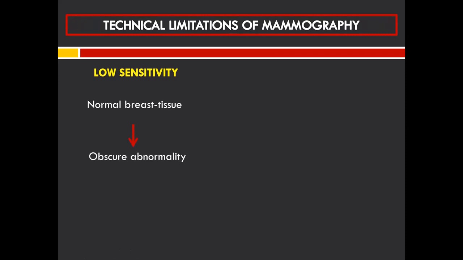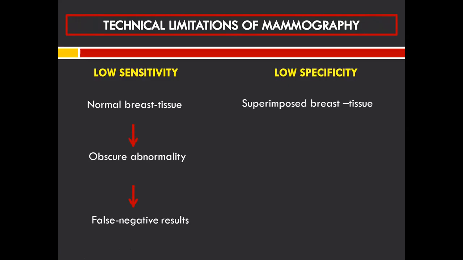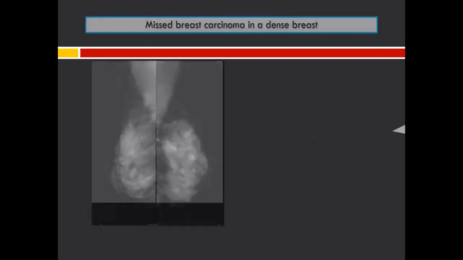But because we compress all the breast tissues over each other and then we image the breast, mammography has always been accused of having major technical limitations. It has always been accused of having a low sensitivity because the normal breast tissues might obscure an abnormality, and this is responsible for a large number of false negative results. It's also accused of having a low specificity because the superimposed breast tissues might give the impression of a false abnormality, and this is responsible for a large number of false positive results.